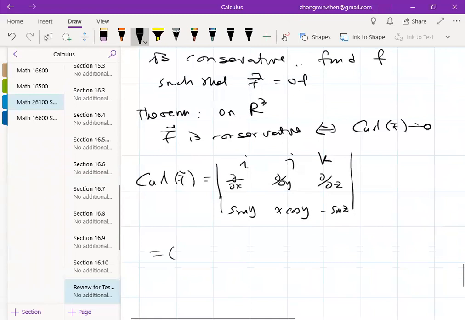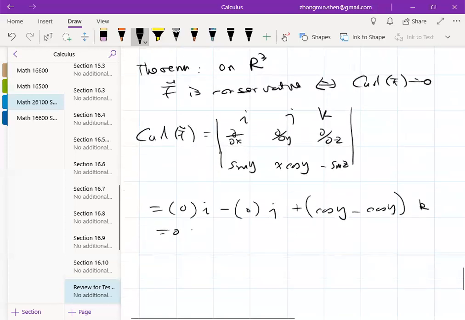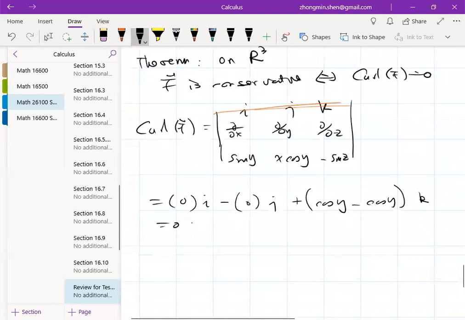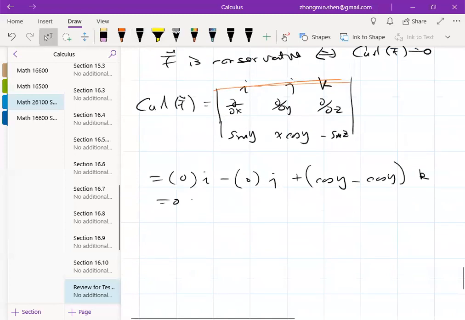I think it's already 0. I minus, it's also 0. Then plus partial derivatives, cosine y minus cosine y. So it's 0. Just quickly check that: it's going to be 0, 0, if you know how to expand the determinant. You just expand the determinant along the first line, one by one. So it's guaranteed there is a little f.